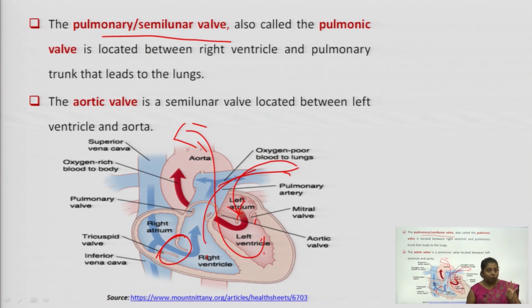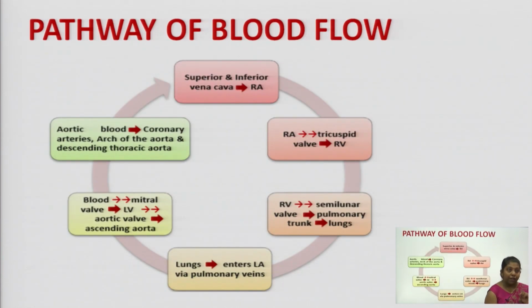Fine. So we have 4 chambers of our heart, that is right atrium, right ventricle, left atrium and left ventricle. Similarly, we have 4 valves in our heart, that is right and left atrioventricular valve, then pulmonary valve and aortic valve. Fine. So these all together, means your chambers and your valves all together, will now show the blood flow, that is the pathway of blood flow.